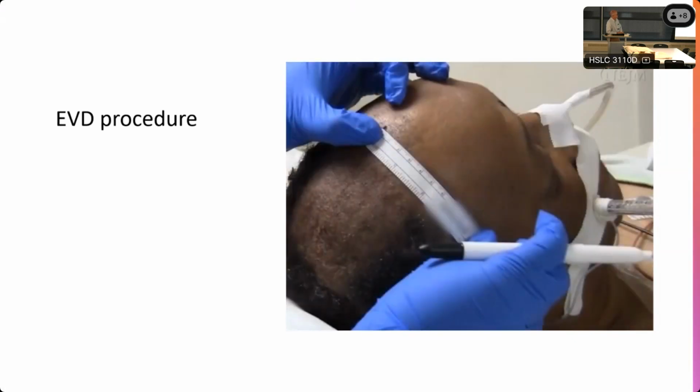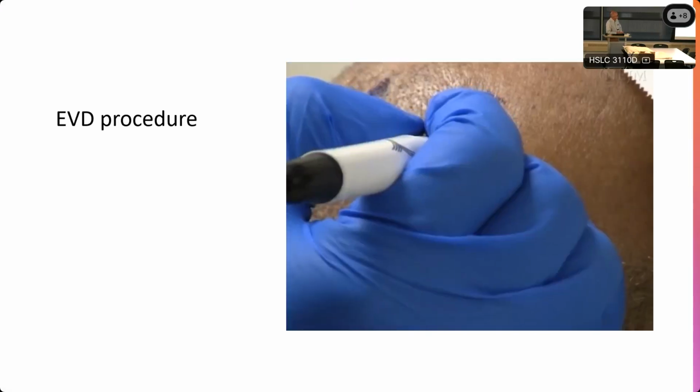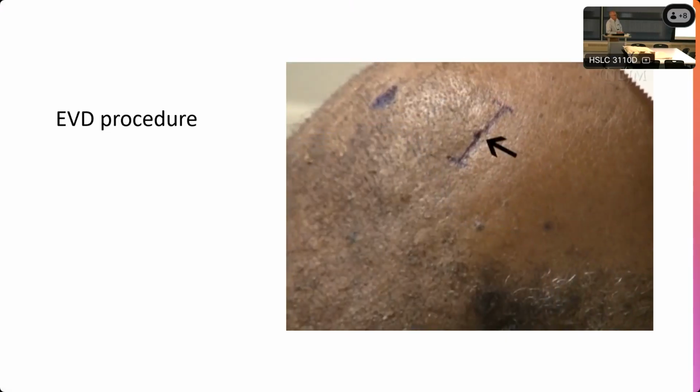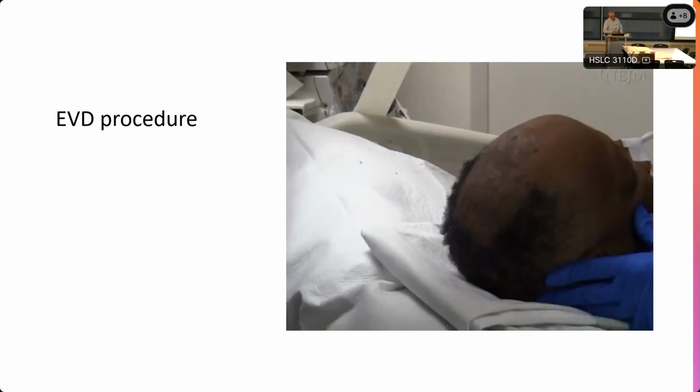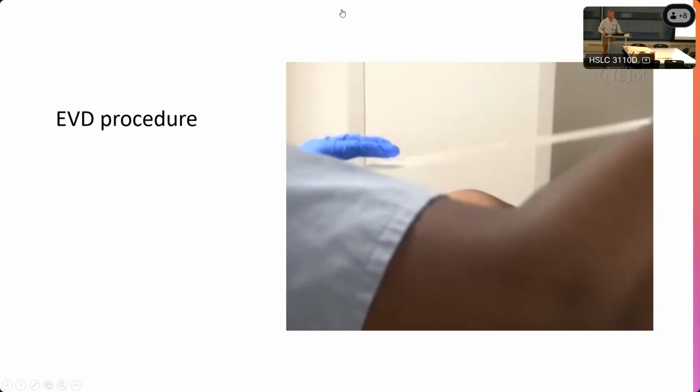Use the pen and ruler to mark the EVD entry point on the skull, which is approximately 10 centimeters posterior to the nasion and 3 centimeters to the right of the midline, and corresponds roughly to the mid-pupillary line. This entry point will ensure that the EVD does not injure the superior sagittal sinus or the motor cortex. Mark a linear 3 centimeter incision, centering the mark at the EVD entry point in the skull. Secure the patient's head to the bed with 3-inch silk tape.